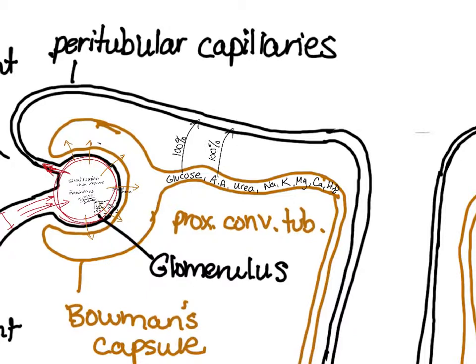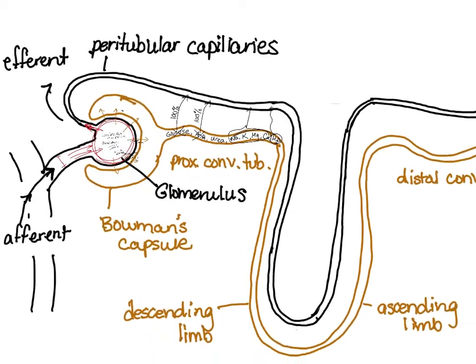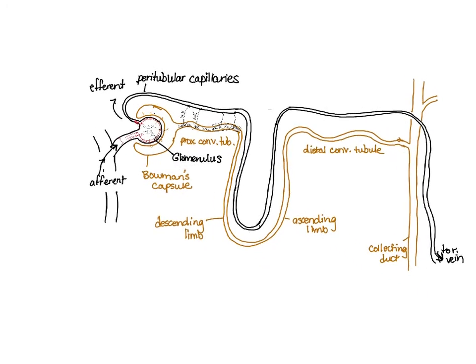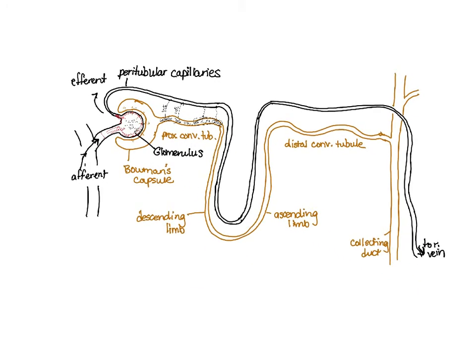Okay, urea is going to stay for the most part because that's what we're trying to get rid of. We've also got active pumping of sodium, potassium, magnesium, and calcium. Most of it, not all of it, but most of this gets pumped back. And because this is getting actively pumped back into the peritubular capillaries, water is going to follow because of osmotic pressure. Okay, so now we can kind of eliminate glucose and amino acid from our filtrate and move along to the next part, which is the loop of Henle.